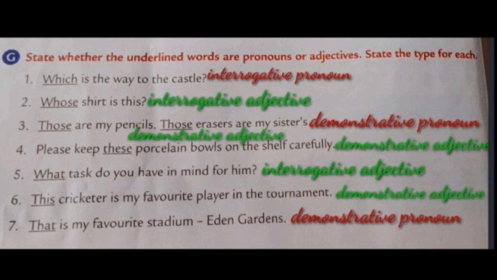Fifth one, what task do you have in mind for him? Here, what refers to interrogative adjective. This cricketer is my favorite player in the tournament. Here, this refers to demonstrative adjective. That is my favorite stadium, Eden Gardens. Here, that refers to demonstrative pronoun.